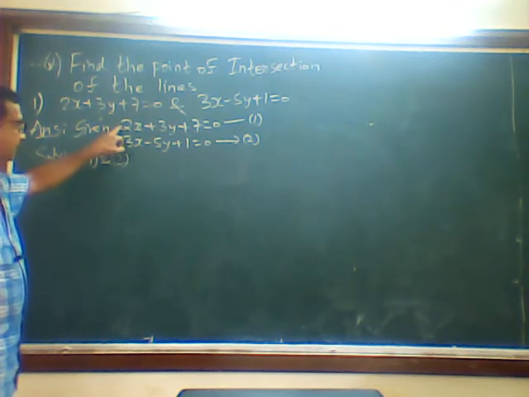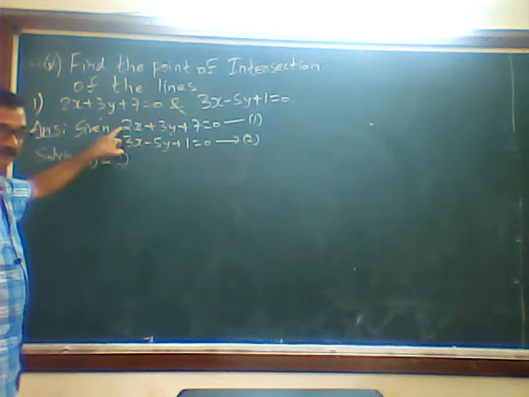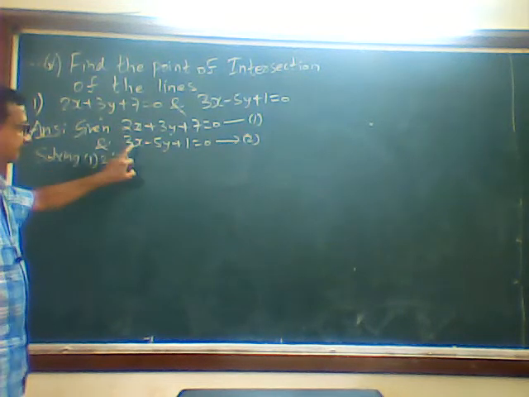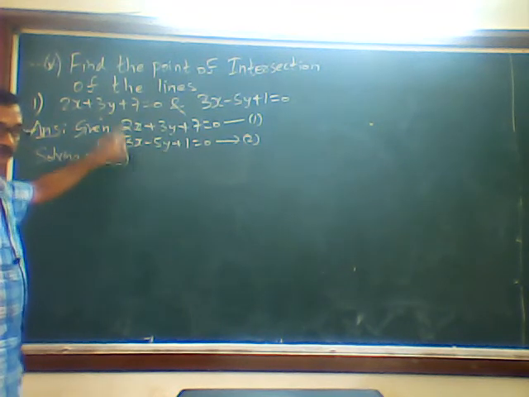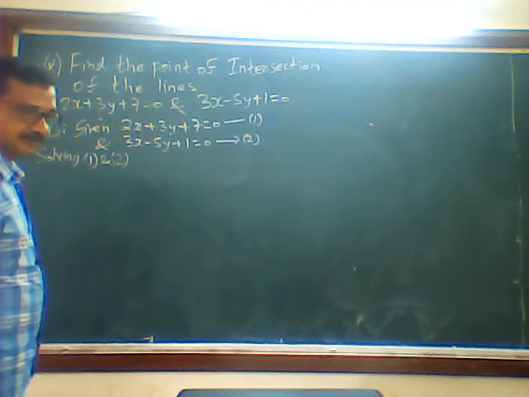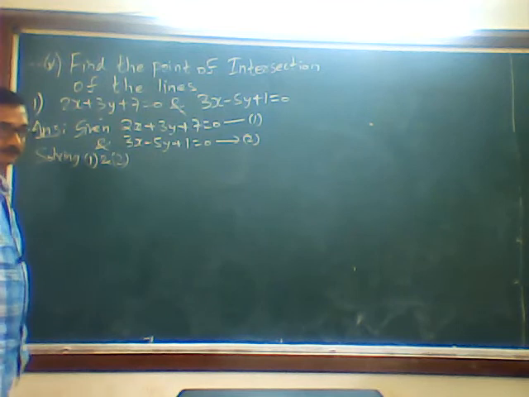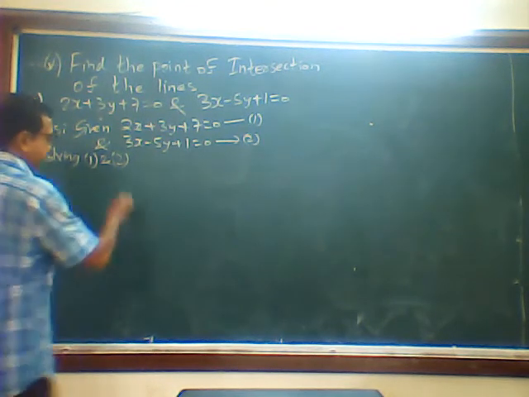How? I will multiply equation 1 by this 3. Means 3 twos are 6x. And I will multiply this equation 2 by this 2. 2 threes are 6x, both are same, it will get cancelled. That way you have to do. Now this kind of things you have learned in school. Okay. So now I will write here solving 1 and 2.